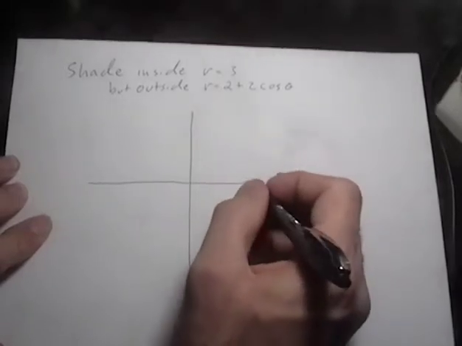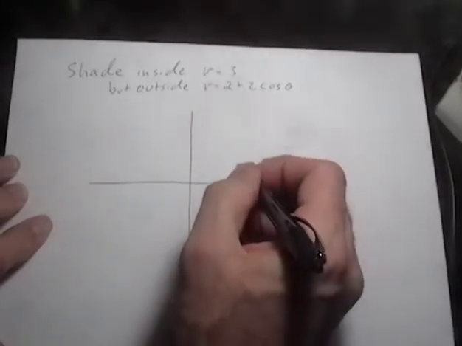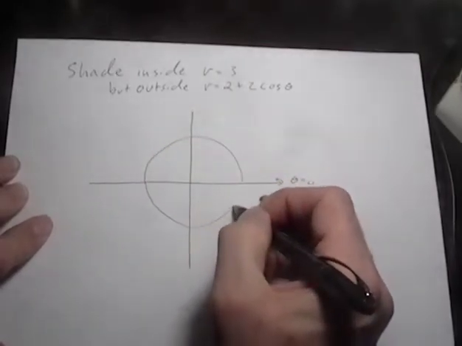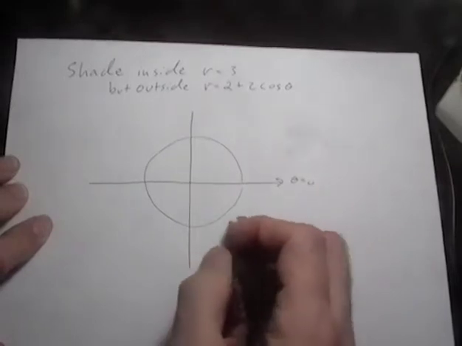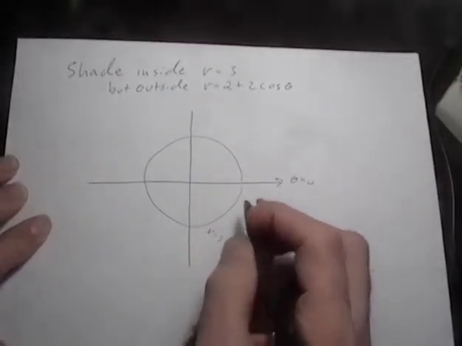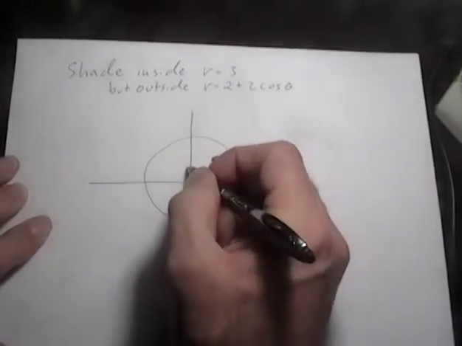First, we're going to graph r equals 3. That will be a circle of radius 3. And I'll label on the outside r equals 3. Or I could have put in tick marks.